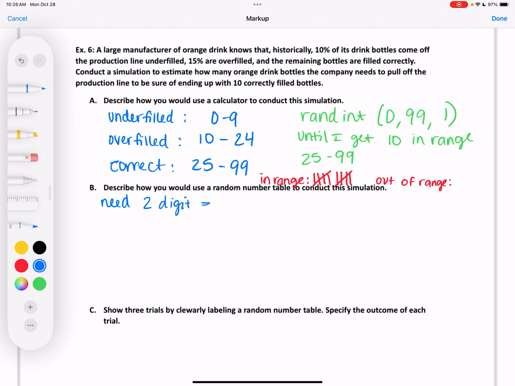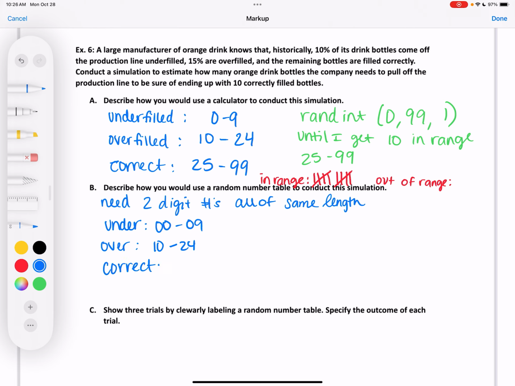So we need 2-digit numbers, all of the same length. Just basically saying they all have to be 2 digits. Under would be 0, 0 through 0, 9, so it's really the only difference. Over, 10 through 24. You're going to have to run the simulation because we need your result to finish the problem, Chris. 25 through 99 would be the correctly filled.